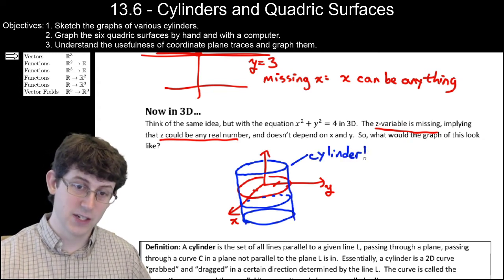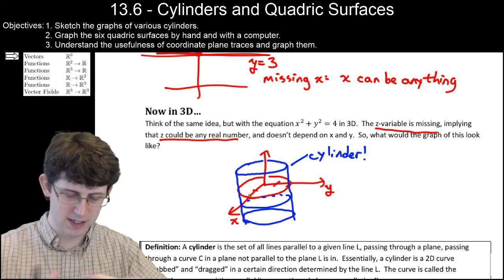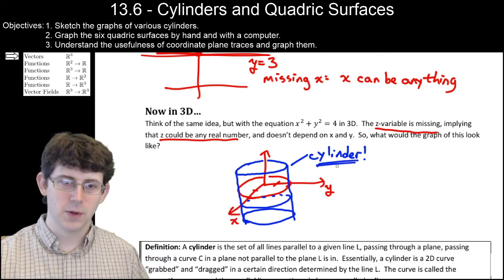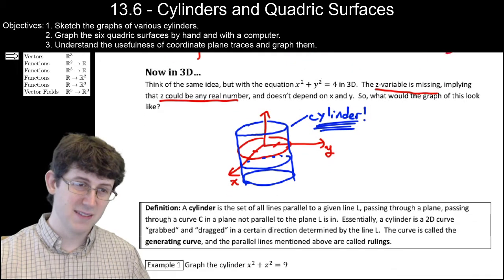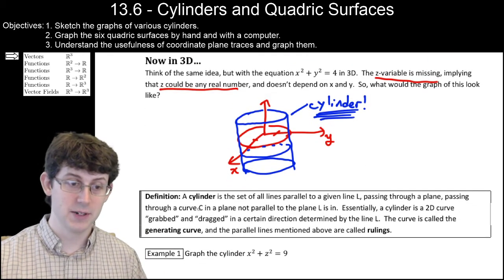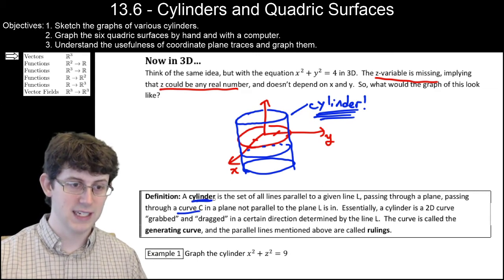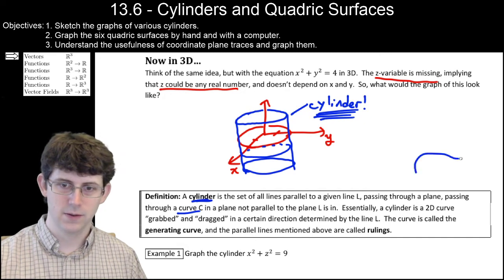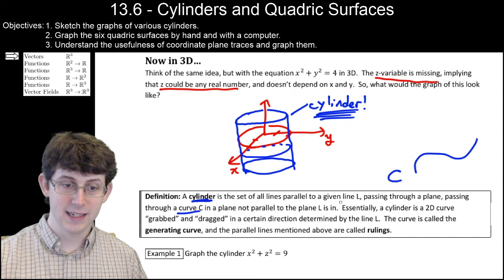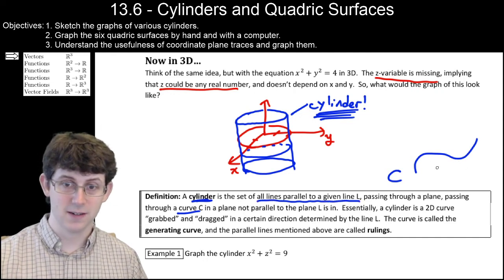Notice that it's a surface. It's not the inside of the cylinder. It's just the surface of the cylinder is what we're talking about when we say a cylinder. Now, this word cylinder, we end up using it for more things than you're used to. In three-dimensional geometry, a cylinder is anything that you can make by starting with a curve C. So here's a curve C. And then drawing all the lines parallel to a certain line that go through this curve.